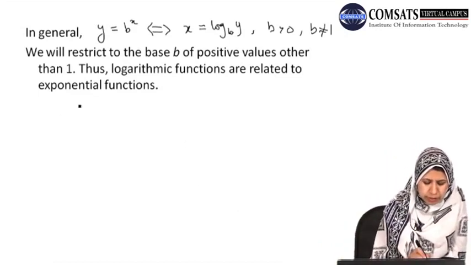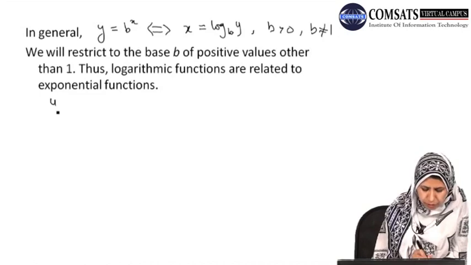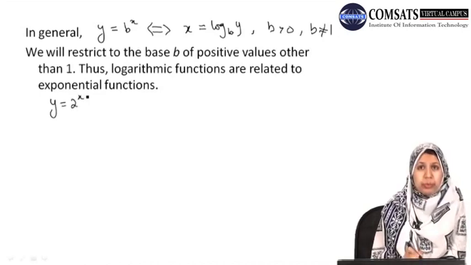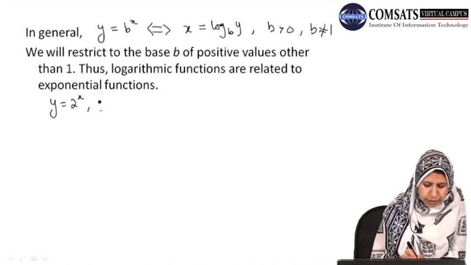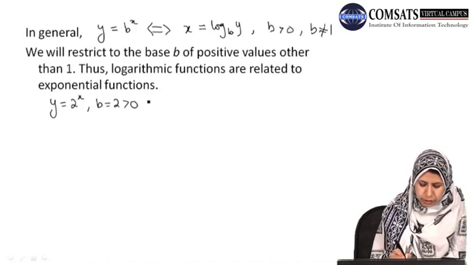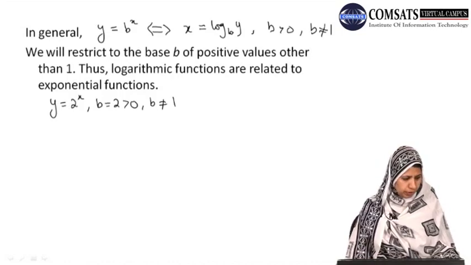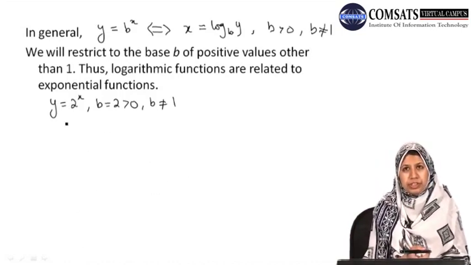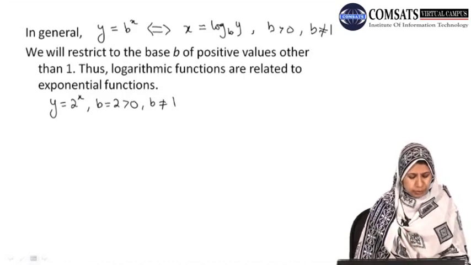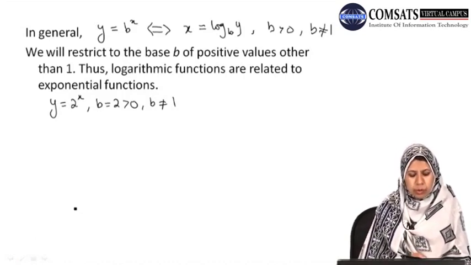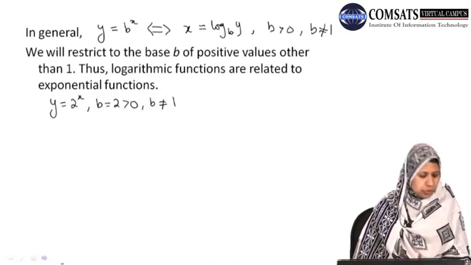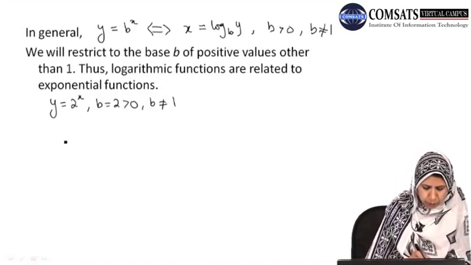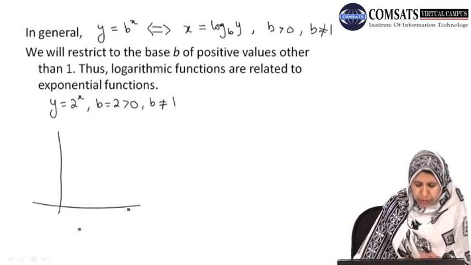What do we mean by this? Suppose we consider an exponential function y is equal to 2 to the power x, where b is the base, positive, greater than 0, and b is definitely different from 1. And in our general form, we are saying that the exponential function is related to the log function. Consider a particular form of exponential function, y is equal to 2 to the power x.